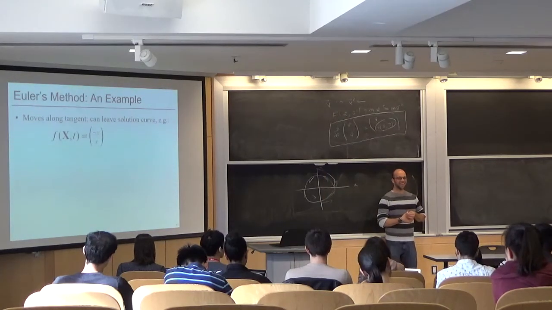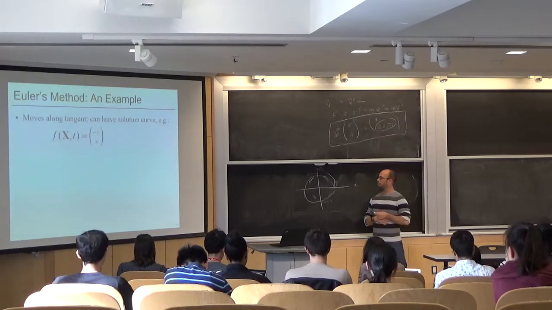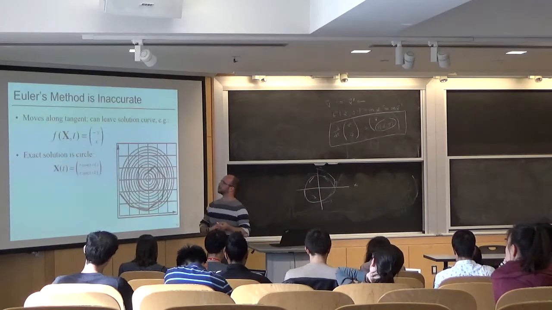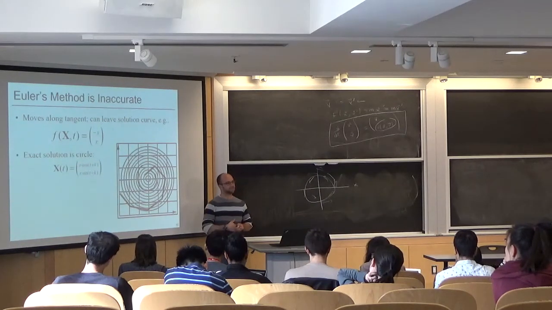What happened? You're going to get more of an octagon. Yeah, it spirals outward. So this is what Euler's method looks like applied to this particular vector field.